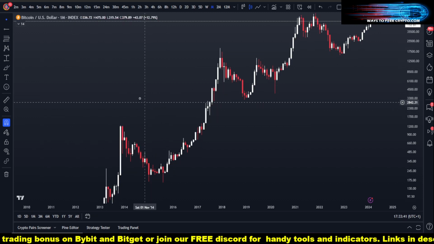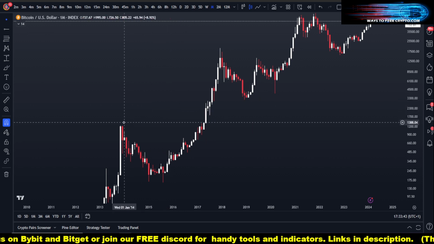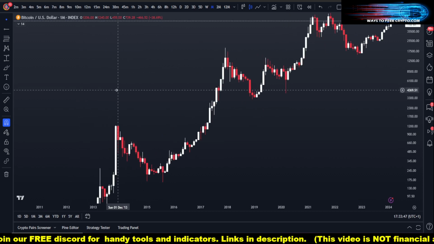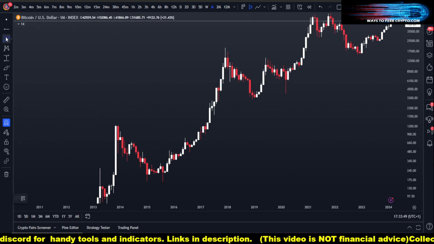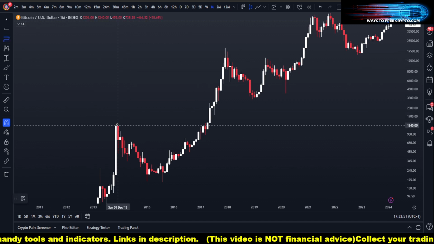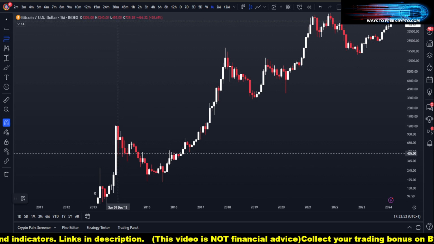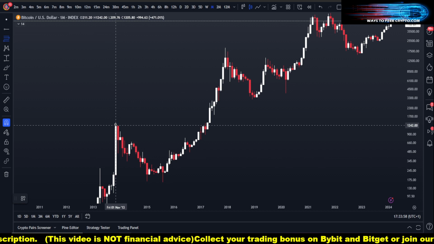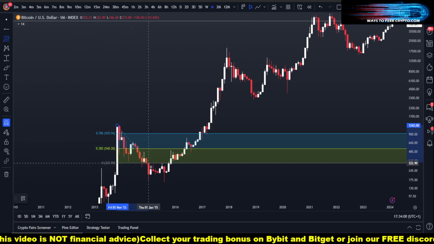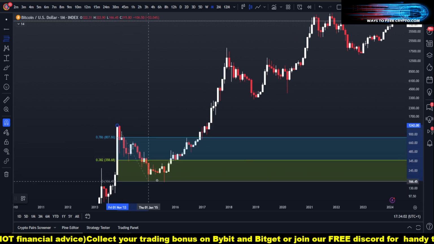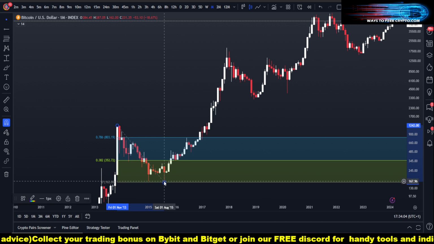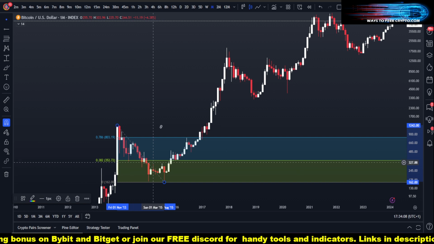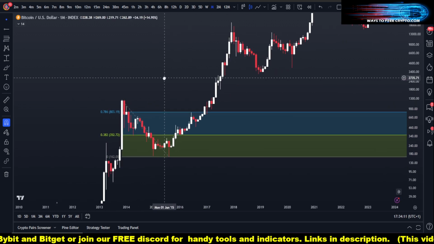Now, cycle wise, we are still doing the exact same thing as the previous two cycles. I'm going to show you that. So if you take the Fibonacci tool and you go to the bull run of 2012, you take the high of that top from that bull run and then you connect it to the low of that same bear market. So we had a bull run, then we had the bear market.